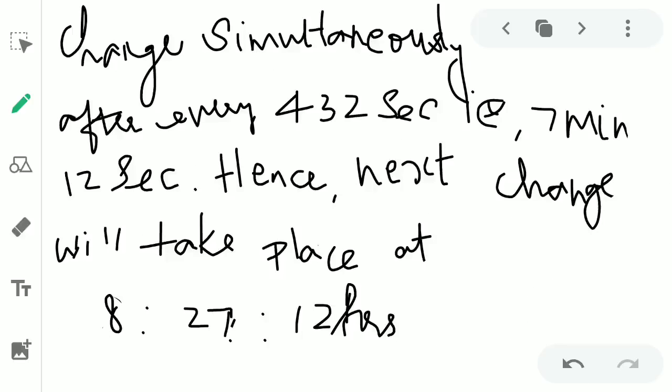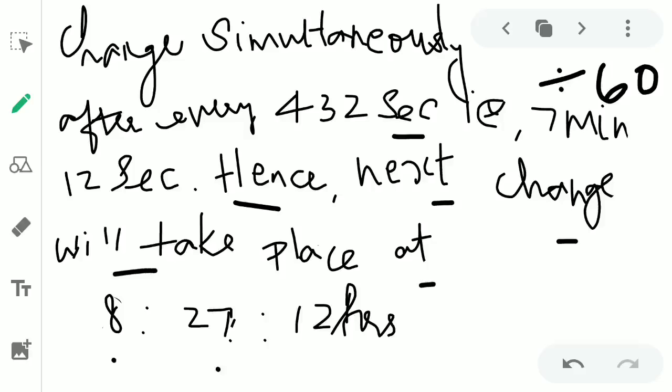When I divide 432 seconds by 60, that is 7 minutes, and you will get the answer as 7 minutes 12 seconds. Hence the next change will take place at 8:27. They have asked about 8:20:0, right? So when I add 20 plus 7, you will get 8:27:12 hours.